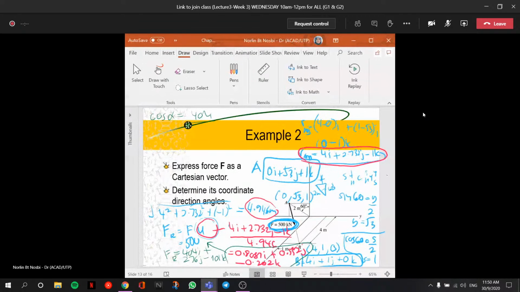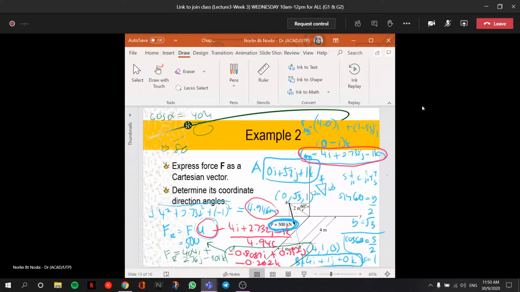0.8087 plus 0.552. What is the magnitude? So before you want to find this, you need to find the magnitude. 0.8087 square plus 0.552 square plus minus 0.202 square.